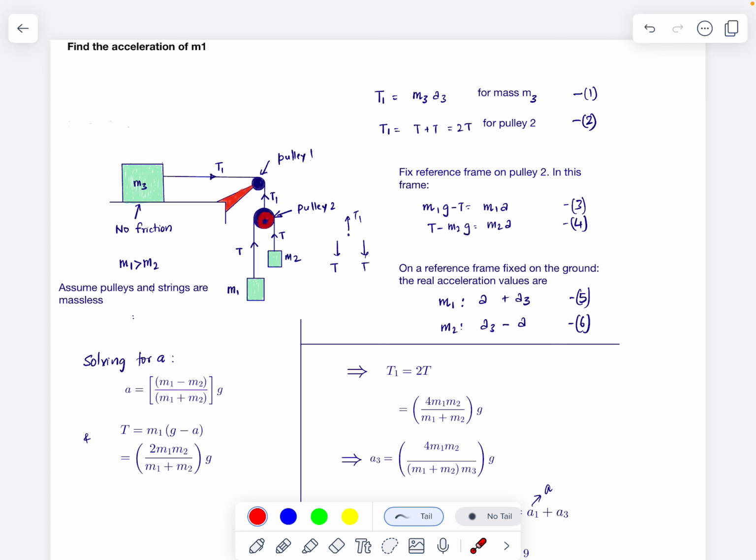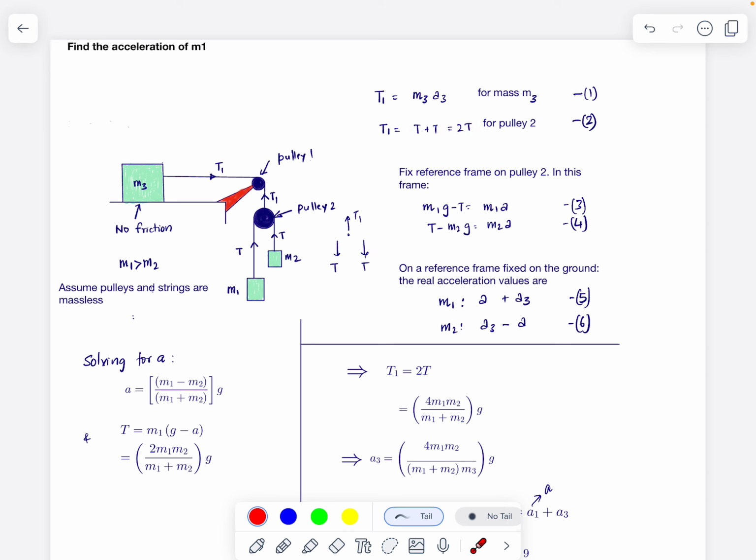Now if you look at pulley 2 and construct a free body diagram, pulley 2 is being pulled upwards by tension T1, right? And then it's being pulled down by tension T here and a tension T there. Because m1 is being pulled upwards by tension T and m2 is being pulled upwards by tension T, the forces on the pulley are equal and opposite. So T1 equals T plus T equals 2T for pulley 2.